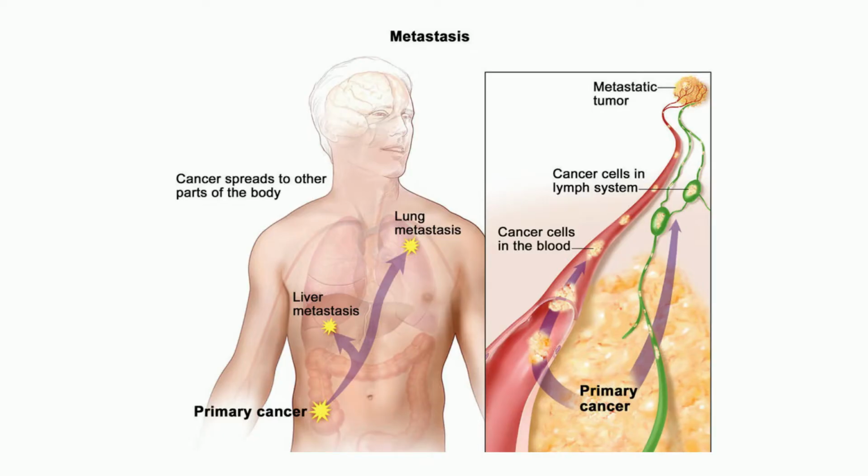So in the image we can see the primary cancer has occurred in one part of the body, and after some time, as the cancer progresses, the cancer cells start to spread across the body. That spreading is called metastasis. From the primary area, the digestive system, the cells spread to the liver and lungs and everywhere. The cancer cells travel via the blood and reach other parts of the body. This is called a metastatic tumor.